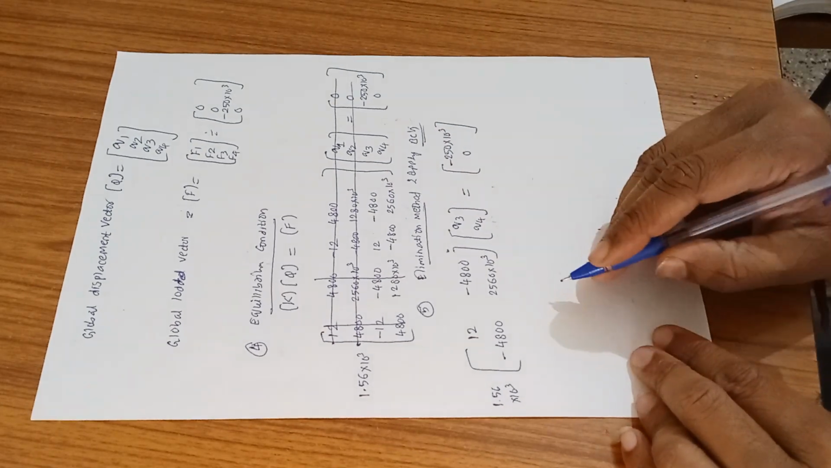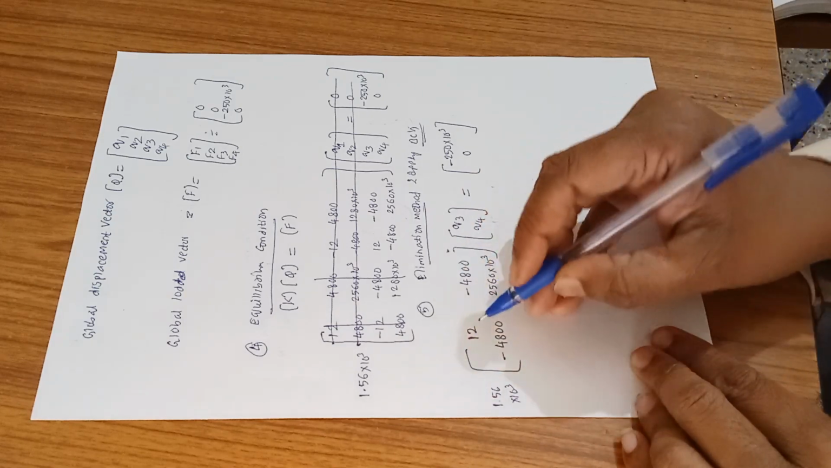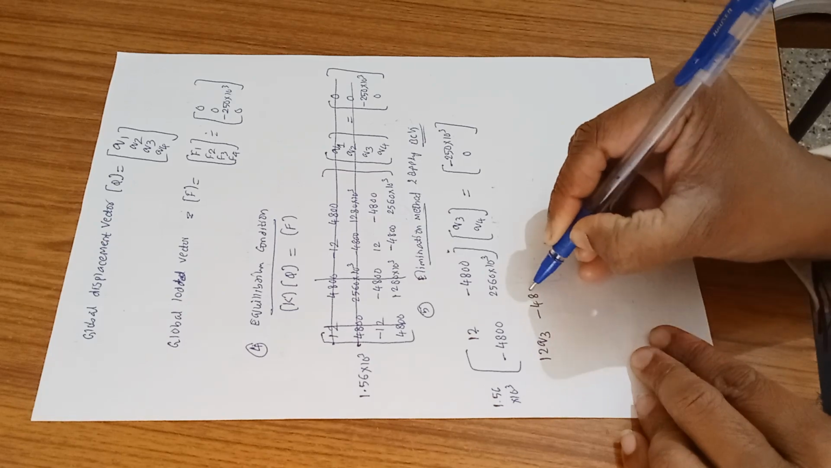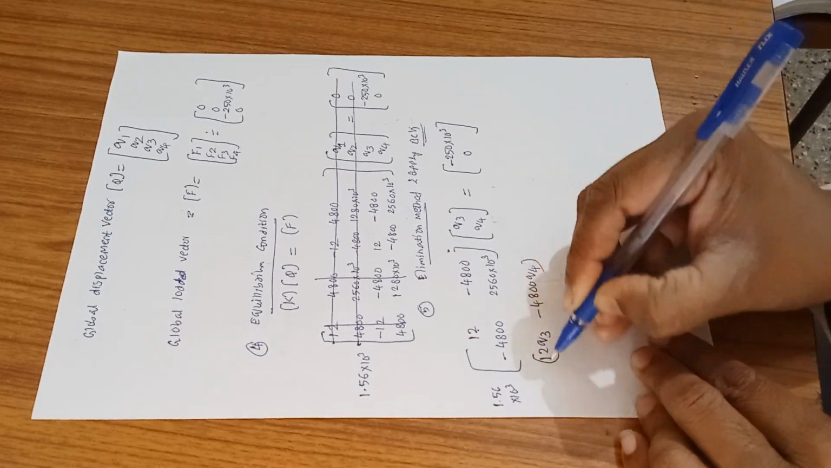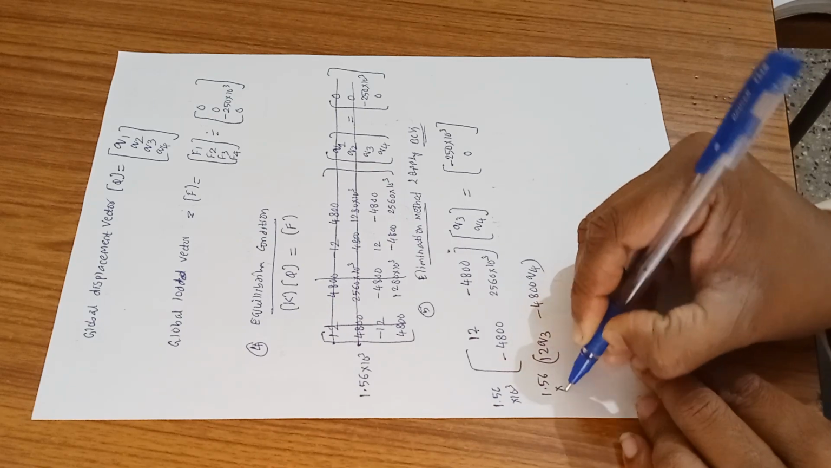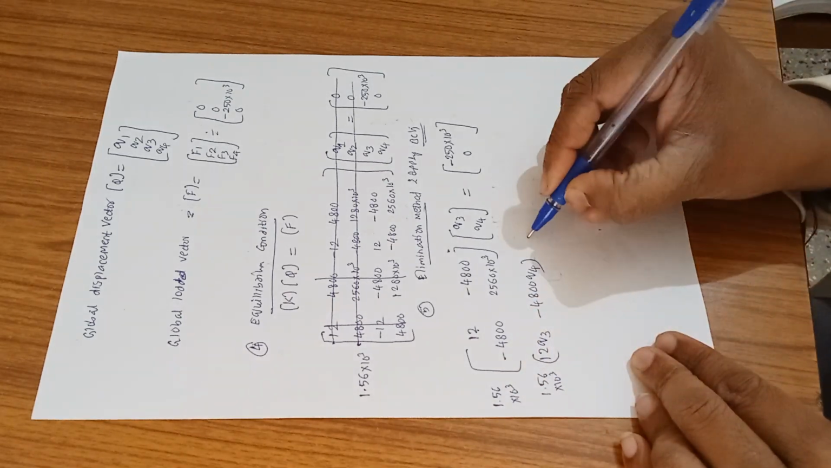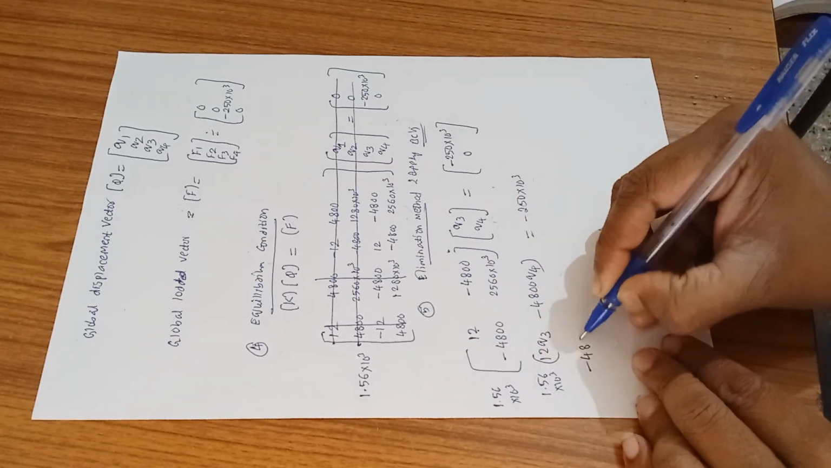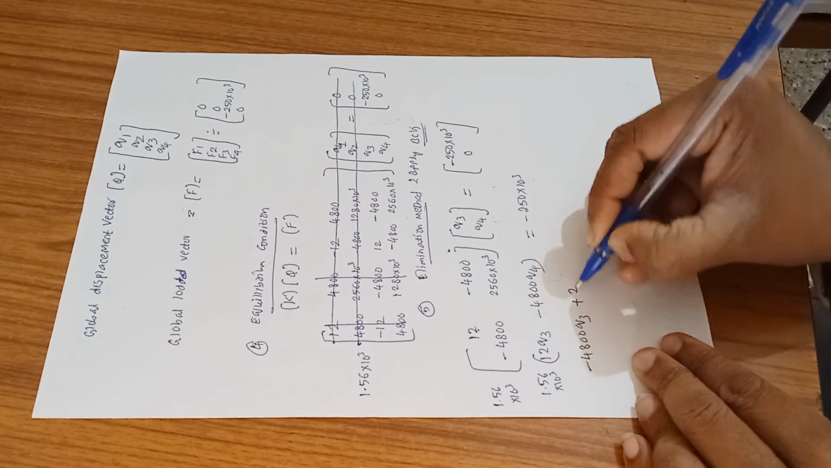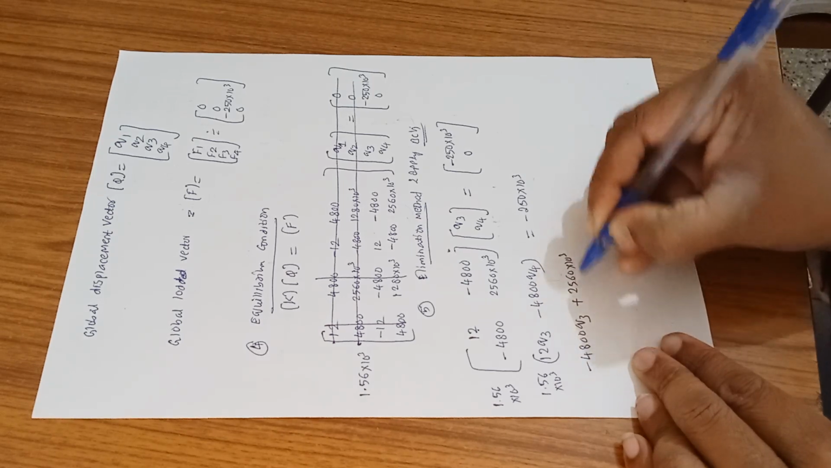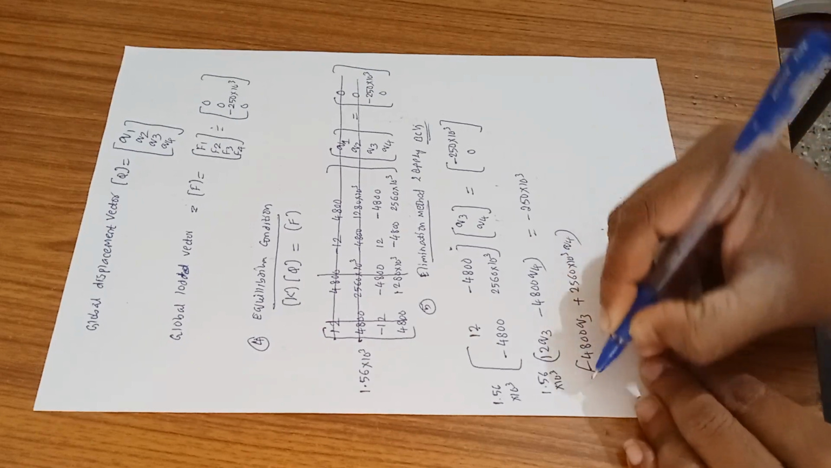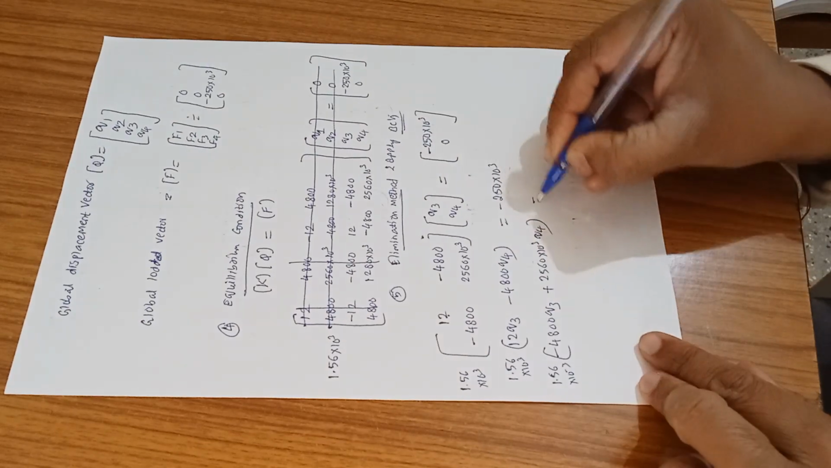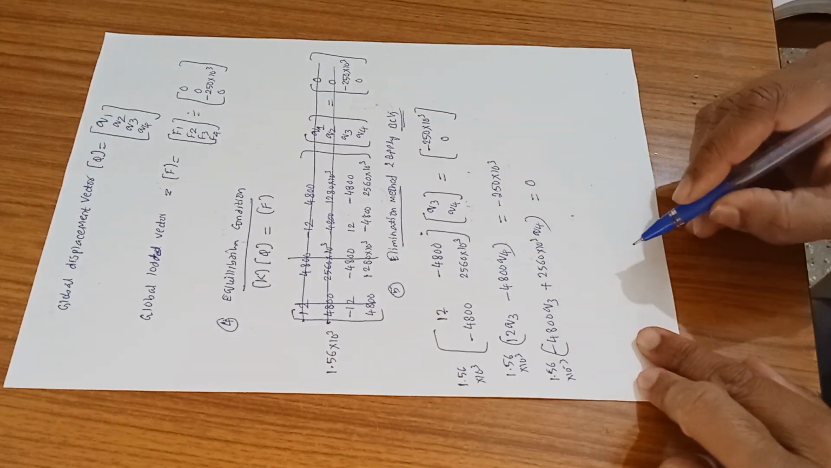Now let me try to apply the matrix multiplication. So 12 into q3 minus 4800 into q4. So here this 1.56 into 10 to the power of 3 will be taken common to this, that is nothing but equal to minus 250 into 10 to the power of 3. And similarly minus 4800 q3 plus 2560 into 10 to the power of 3 q4 will be multiplied, and again 1.56 into 10 to the power of 3 will be taken common, that is nothing but equal to 0. Now you have to use your calculator modes.